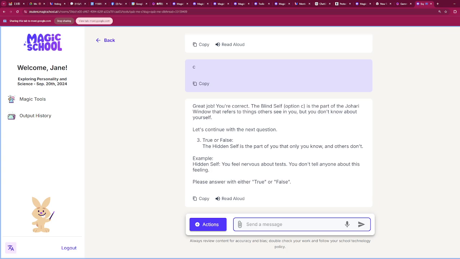True or false? The hidden self is part of you that only you know and others don't. Is that true or false? So here's an example of hidden self. You feel nervous about tests. You don't tell anyone about this feeling. So you feel nervous, but you don't tell anyone. So the answer, the hidden self is part of you that only you know, others don't. So that's true, right?